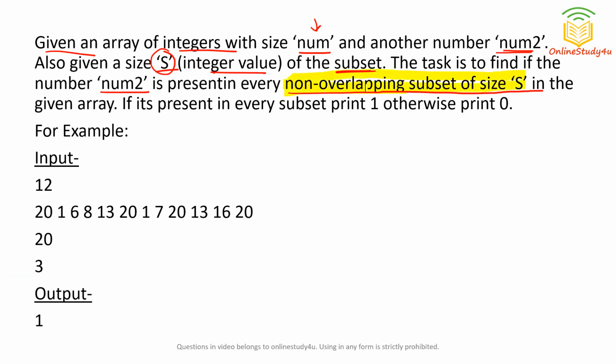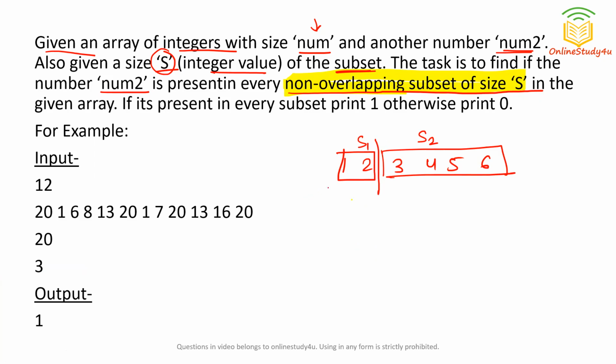Now what do you mean by this non-overlapping subset? It means suppose you have an array like 1, 2, 3, 4, 5, 6. If you take two subsets, like 1, 2 and 3, 4, 5, 6, suppose this is subset 1 and this is subset 2. These two subsets are not overlapping each other. You can see they are not overlapping. This is a non-overlapping subset.